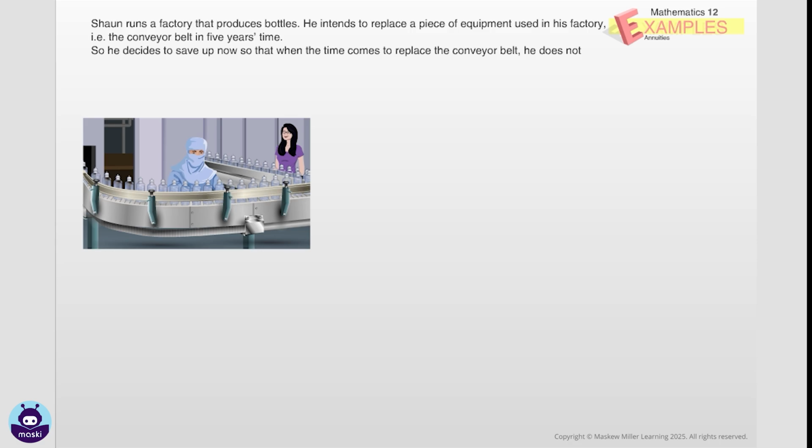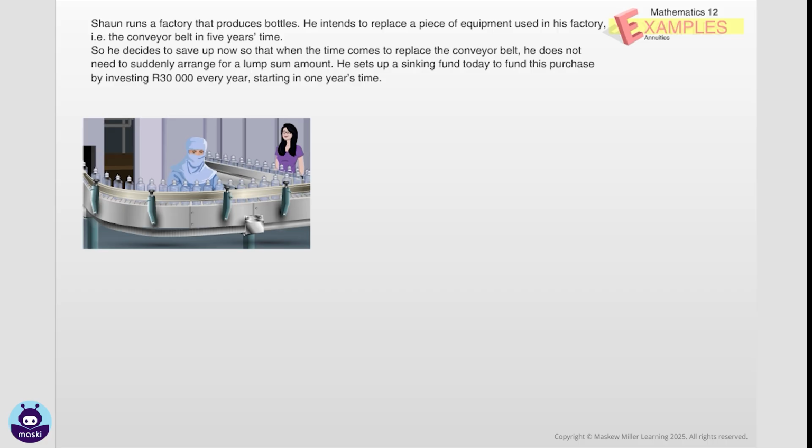So, he decides to save up now so that when the time comes to replace the conveyor belt, he does not need to suddenly arrange for a lump sum amount. He sets up a sinking fund today to fund this purchase by investing 30,000 Rand every year starting in 1 year's time. The sinking fund earns interest at 10% per annum, compounded yearly. Calculate how much money will be there in the sinking fund in 5 years' time.